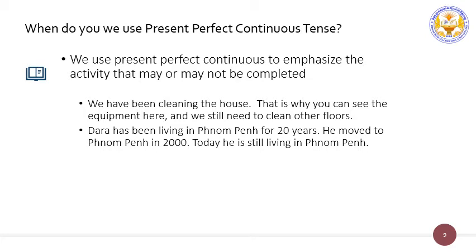If we use the present perfect simple tense, we are not sure whether Dara is living in Phnom Penh right now, today, or not, at the moment of speaking. Probably he has experience living in Phnom Penh for 20 years, but he moved out somewhere else that we don't know. Maybe he's not in Phnom Penh anymore today.